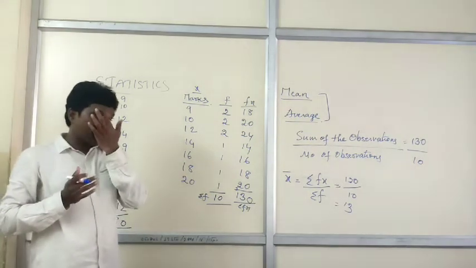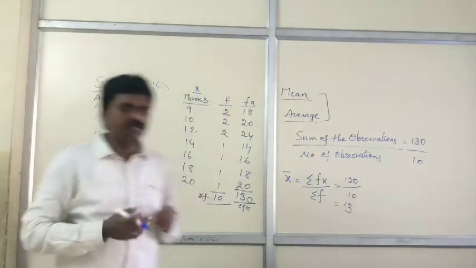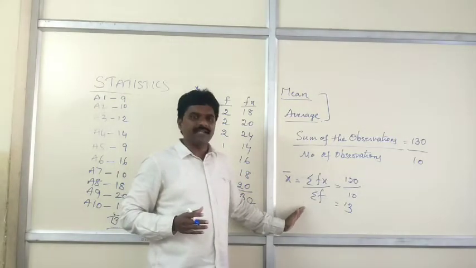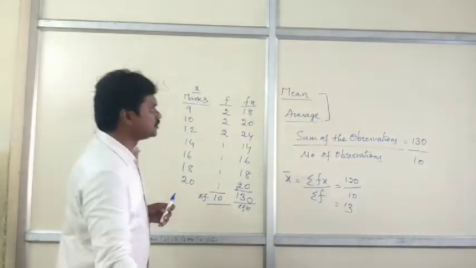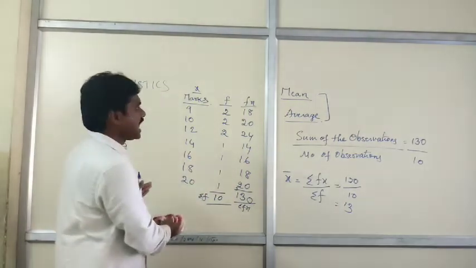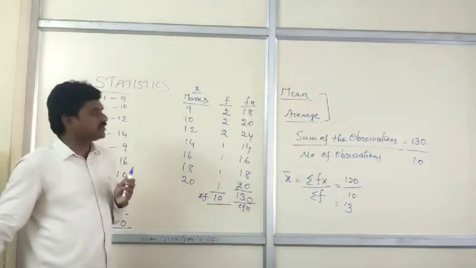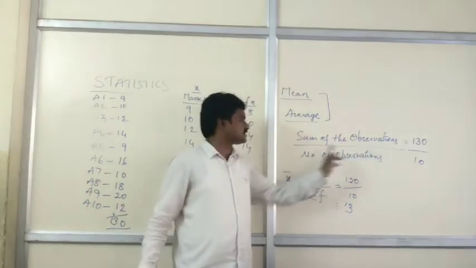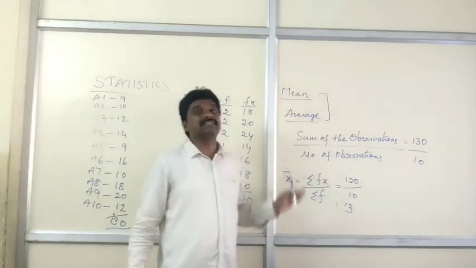If you observe, the formula for ungrouped data or grouped data, whatever it may be, is the same: sigma fx divided by sigma f. Now everybody listen, we are going to make this ungrouped data into grouped data. We arrange some sort of class intervals. Dear students, observe very clearly and note down this formula. The average or mean of any data is the sum of observations divided by the number of observations. That is for individual data. And keep in mind the formula, sigma fx divided by sigma f.